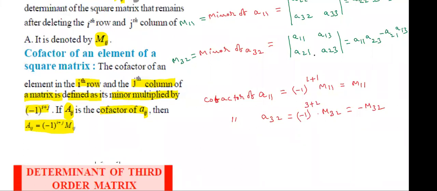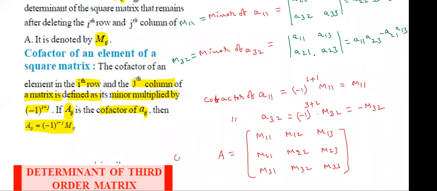Suppose here, observe the symbols. A is equal to, this is the cofactors I am writing: M11, M12, M13, M21, M22, M23, M31, M32, M33. So I am going to write the cofactors of A.